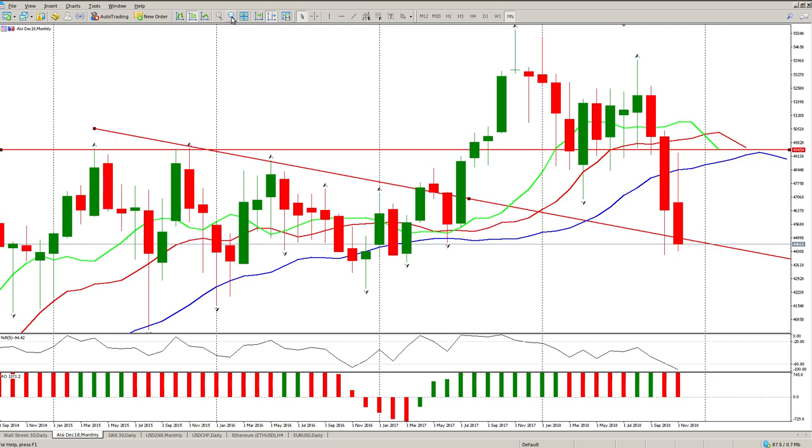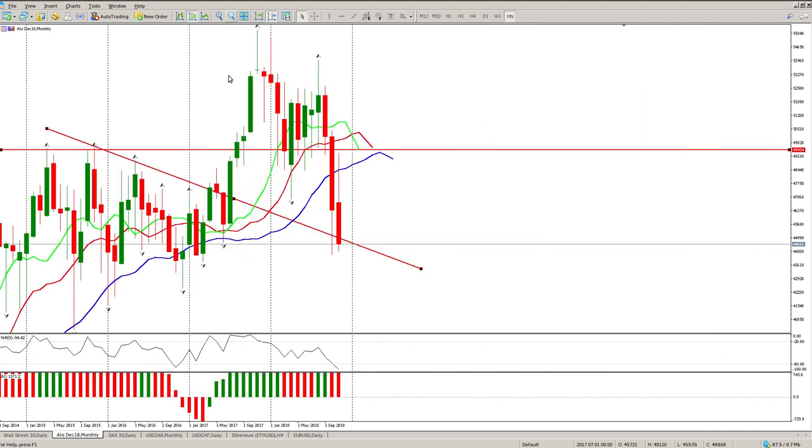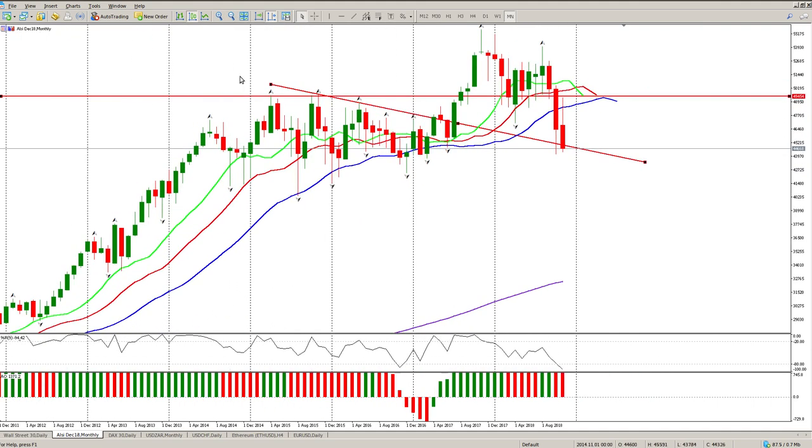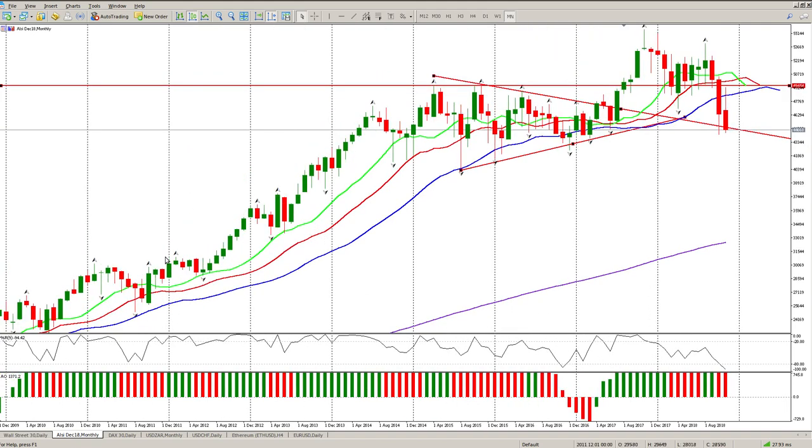Now if I just zoom back out again, just to give you a broader picture, I want to draw another trend line here, which is this one here. So this was a consolidation over 2.5 years, basically. It was a massive consolidation, then a breakout, and then a fall. So this could very well just be testing this triangle breakout, ready for this next leg here.